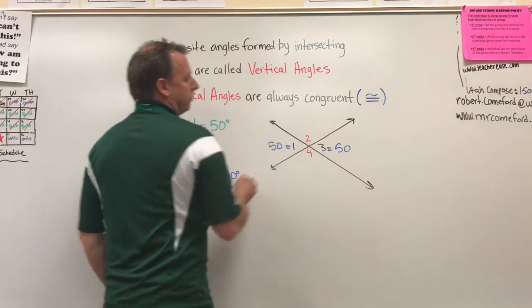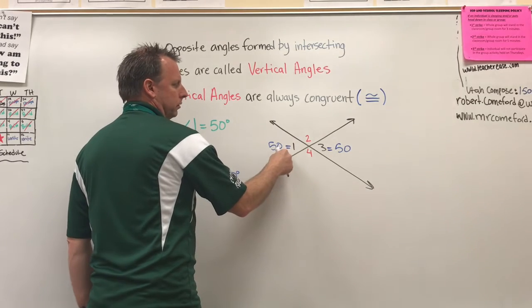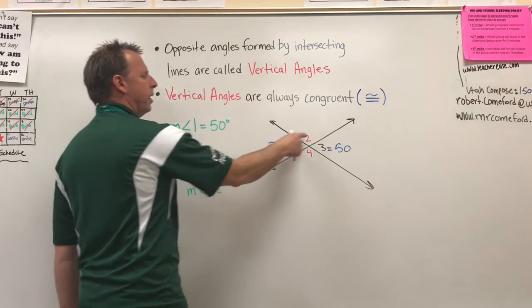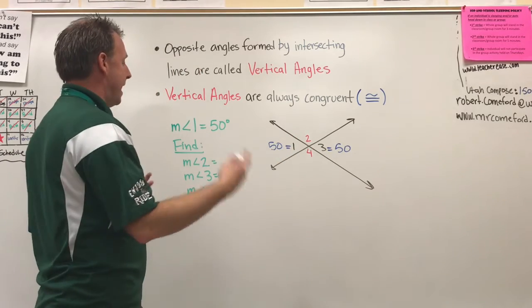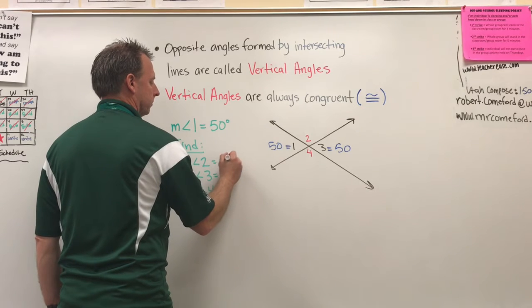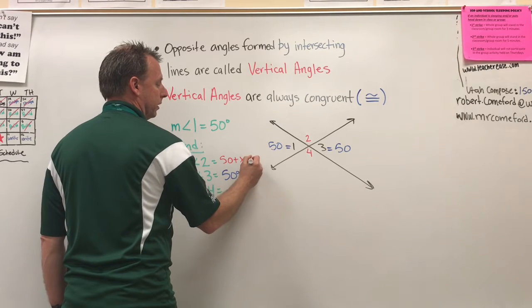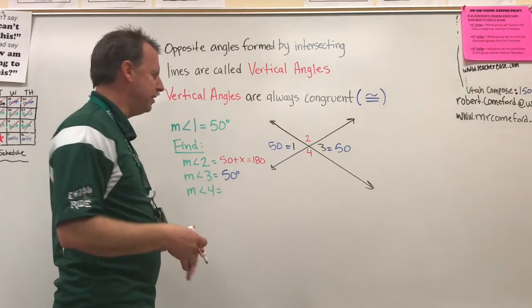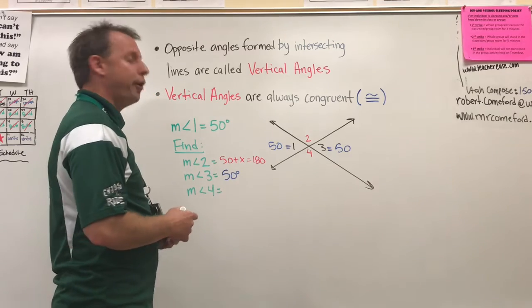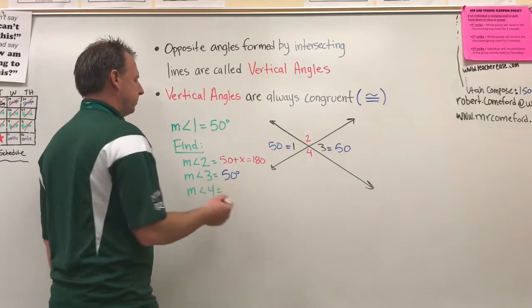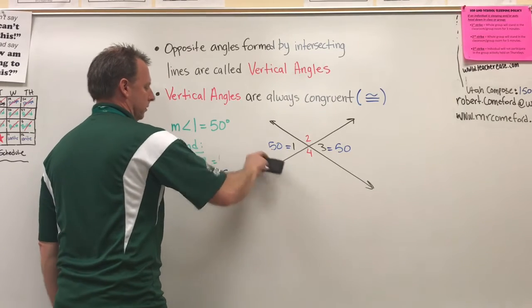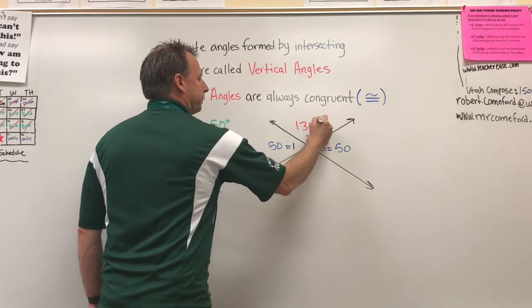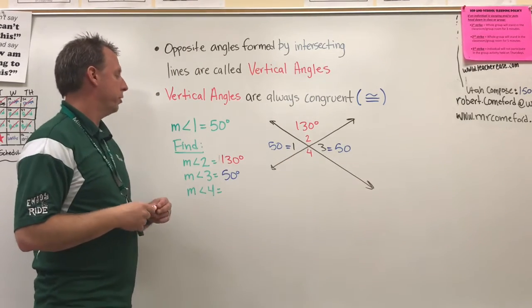Because straight line, I know this angle plus this angle has to be 180 degrees. So 50 plus something is 180. I can write out an equation if I want. 50 plus something equals 180. I'll go ahead and try to solve that using my algebra, but this is pretty easy. 50 plus 130 is 180. So I know angle 2, 130 degrees.